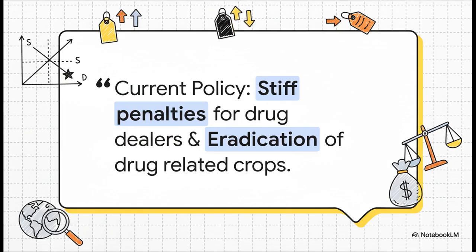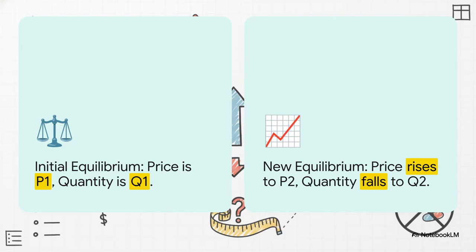Now, as laid out in the PowerPoint slides, a huge part of this policy has been focused on the supply side, trying to intercept shipments, destroy crops, and impose stiff penalties on suppliers. So let's run through our 3 steps. Step 1, these policies target suppliers, so they definitely affect the supply curve. Step 2, by taking drugs off the market, they reduce the overall supply, which means the curve shifts to the left. And step 3, our diagram shows the result.